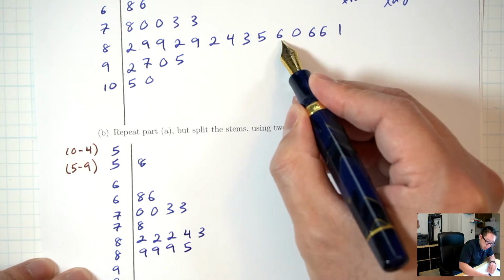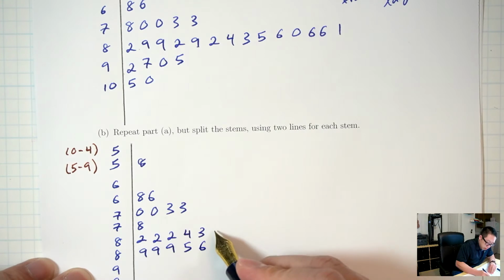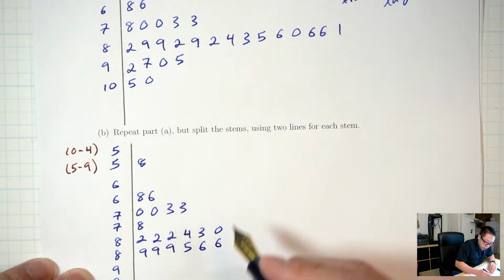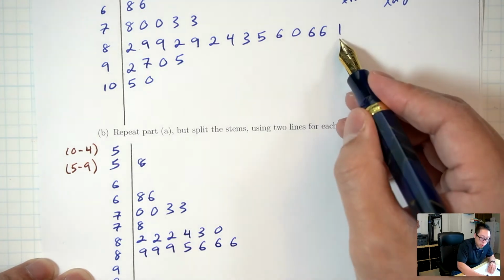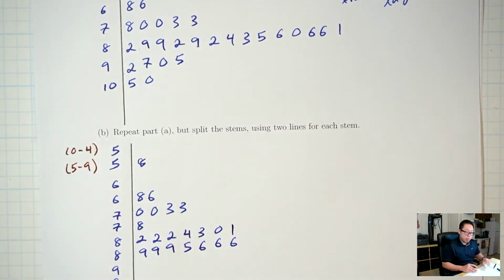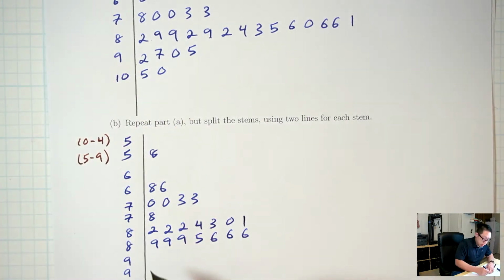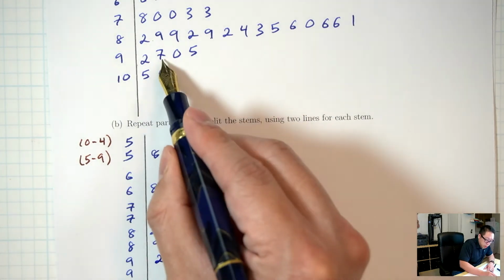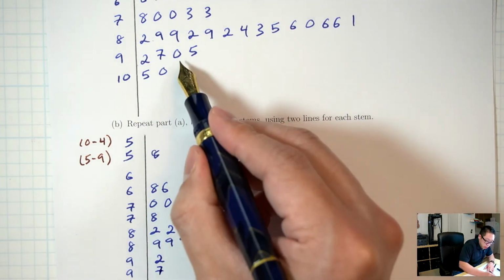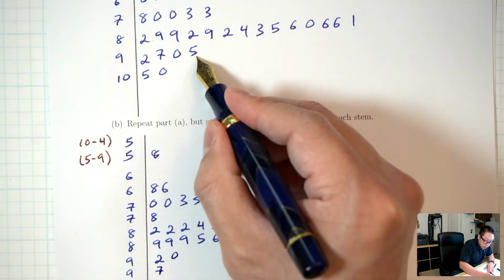6, second 8. 0 is going to be the first 8. 6, second 8. Another 6, second 8. And then 1 is going to go with the first 8. Now for my 9s, 2 should go with the first 9. 7 is going to go with the second 9. 0, first 9. 5, second 9.